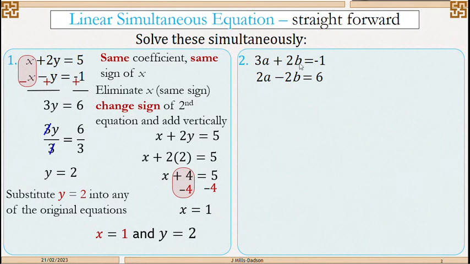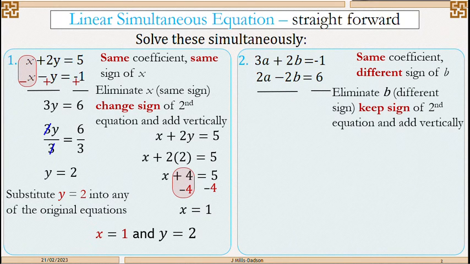Okay, let's check. For the a's, it's +3 and +2, they're not the same. But for the b, we have +2 and -2. We are only looking at the absolute value. So they all have 2 in front of them. Therefore, we can eliminate it straight away. And the rule says check the signs of what you want to eliminate. If I'm eliminating b, the signs are different. So different signs of b means that you keep it the way it is. Don't change the signs. So we just have to read vertically the way the signs are.